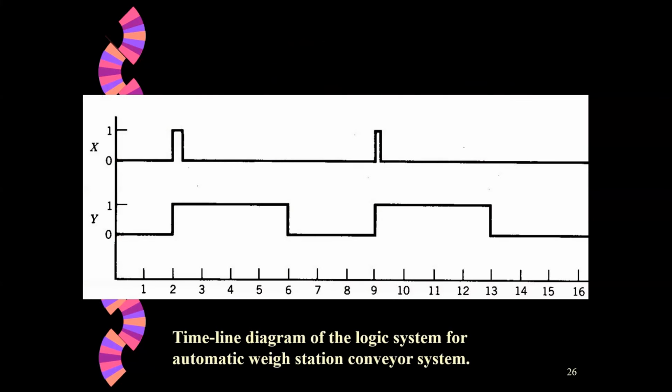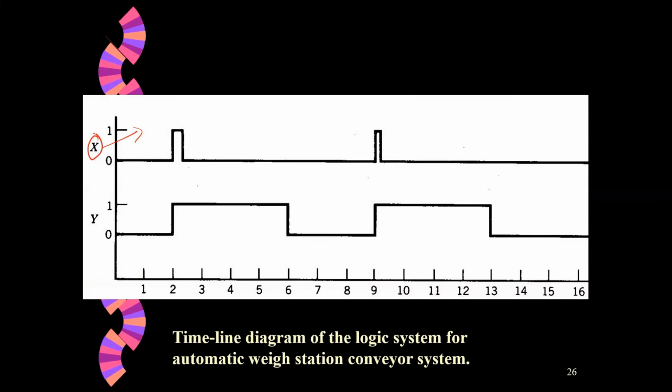Okay, so here is an example of the timeline diagram for the conveyor system that I used, the automatic weigh station. So basically what happens in this conveyor system or the timeline diagram. Okay, so there are two outputs. No, there is one single input and one single output.